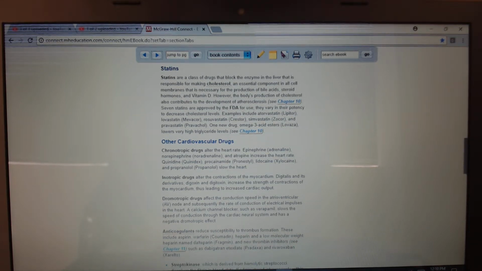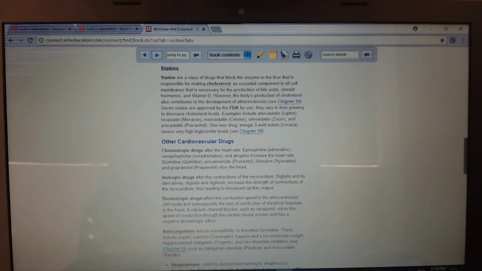Statins are a class of drugs that block the enzyme in the liver that's responsible for making cholesterol, an essential component in all cell membranes that's necessary for the production of bile acids, steroid hormones, and vitamin D. However, the body's production of cholesterol also contributes to the development of atherosclerosis.